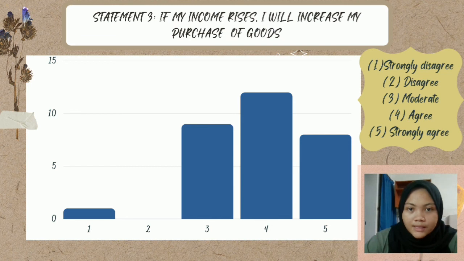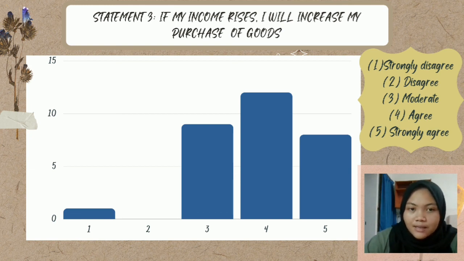Based on the survey of statement 3, there are 9 out of 30 respondents who chose moderate, which is 30%, 8 respondents chose strongly agree, 26.67%, and 1 respondent chose strongly disagree, 3.33%. The most chosen scale by respondents is agree, which was 12 out of 30 respondents, which is 40%, while 0 respondents chose disagree. This shows that most respondents will increase their purchases when their income is rising.